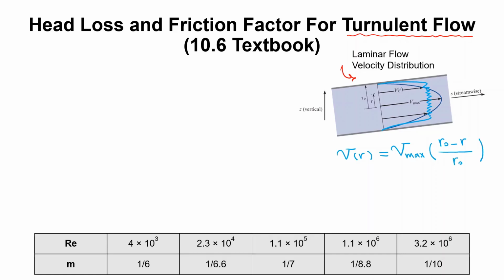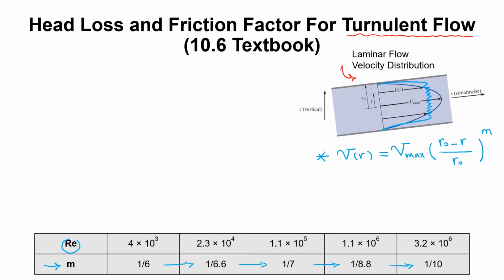This time, instead of when we had laminar flow, the power of this term in brackets was 2. This time, the power changes based on the roughness of the pipe, right? So for different values of Reynolds number, this power, m, changes. You can see that I have Reynolds number here, and m, which is the power of velocity distribution over here. As Reynolds number changes, you can see that m also changes as well.